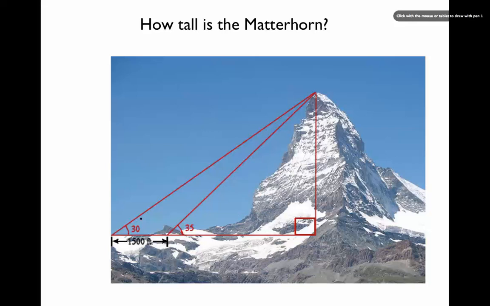So instead, we can set up something like this. We take a reading here, and this is 30 degrees. Then move 1,500 feet closer to the center and take another reading. Now it's 35 degrees. Now we have enough information to figure out how tall it is, but it takes a little more ingenuity. It's not just set up one thing and solve for the unknown, like the easier ones we've done. So let's see if we can make some progress. Take a minute and see what you can come up with.